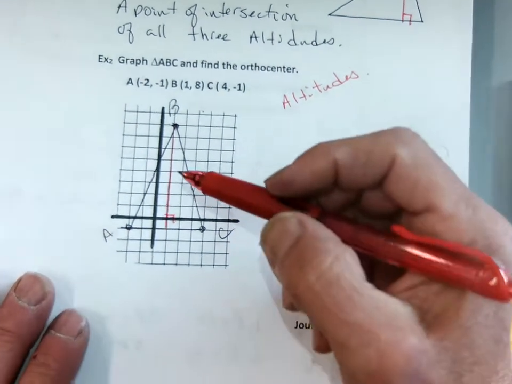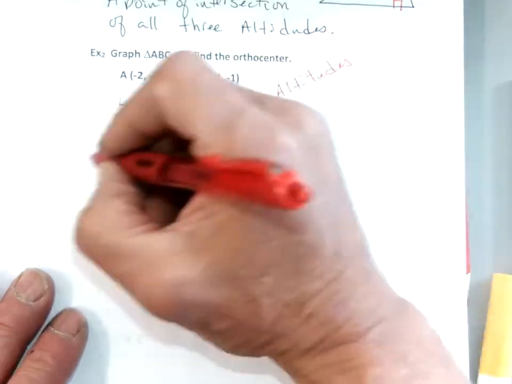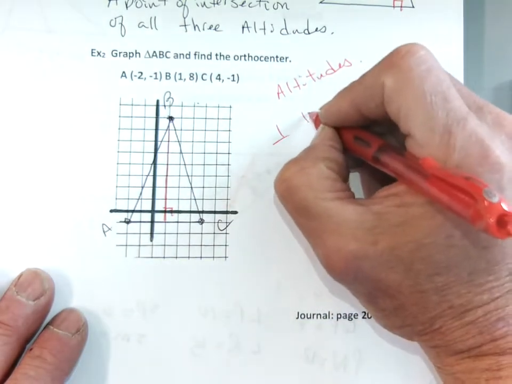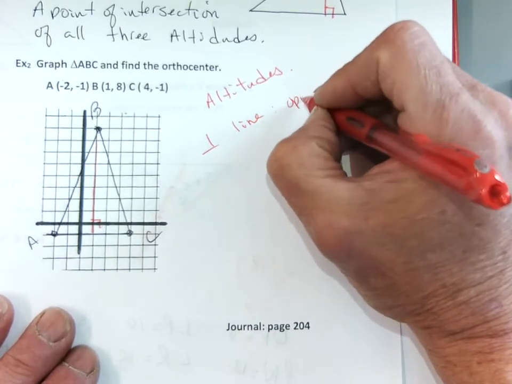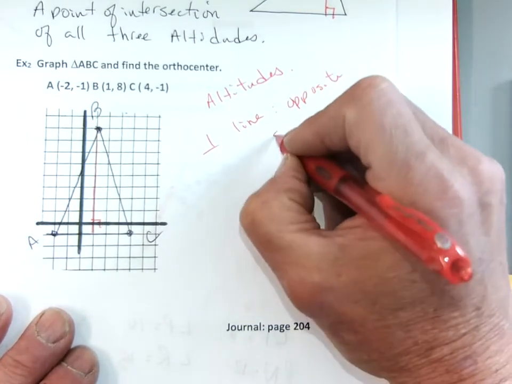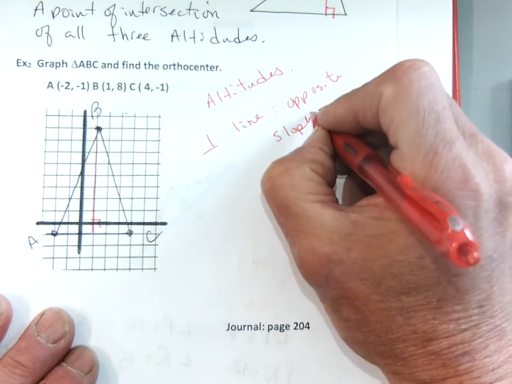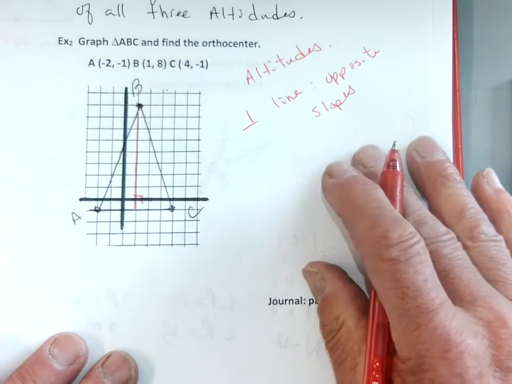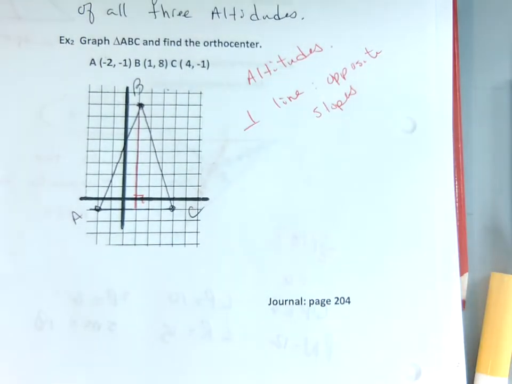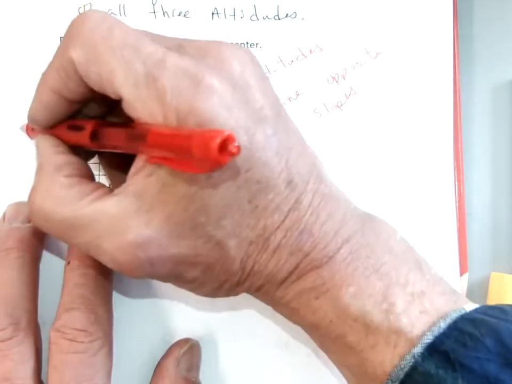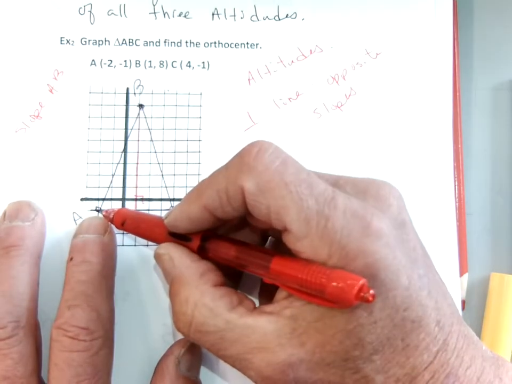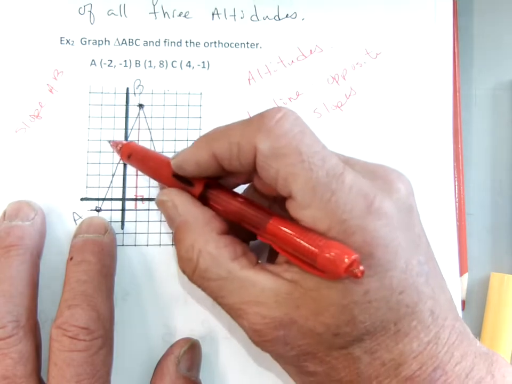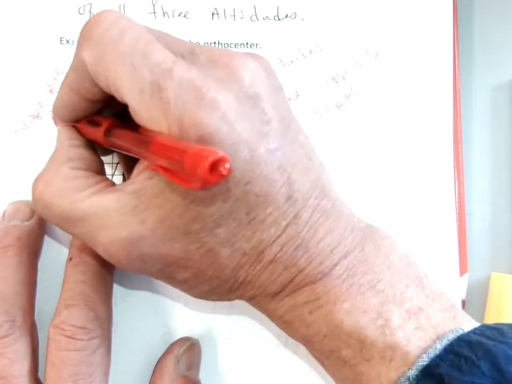Okay. So I know to get a perpendicular line, I must have opposite slopes. So I want to draw the others, but I need opposite slopes. So let's see. The slope of AB. Up 1, 2, 3 over 1. Up 3 over 1. So the slope of AB is 3 over 1.